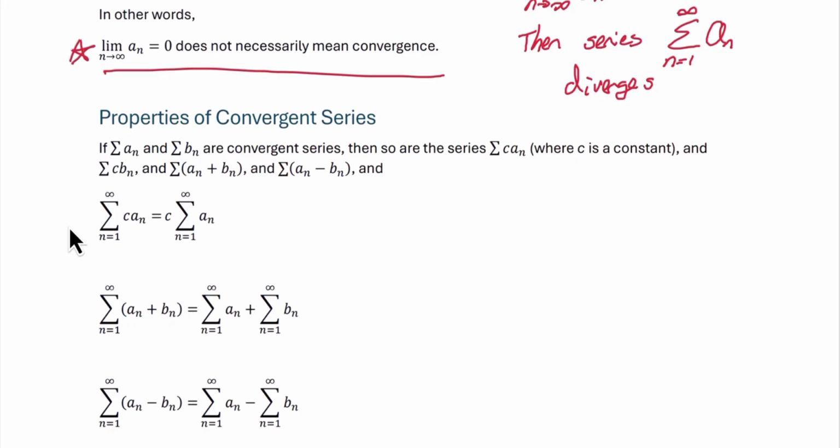Here are a few properties that we can use to help us determine what a series converges to when it is convergent. If we have a constant, we can just pull it outside of the sum, evaluate the sum, and then multiply by that constant. If we have the sum of two different sequences, we can split that up into two sums and evaluate those separately. Remember, if one of these sums or series is divergent, then the overall series will also be divergent, and we can also do that with subtraction.